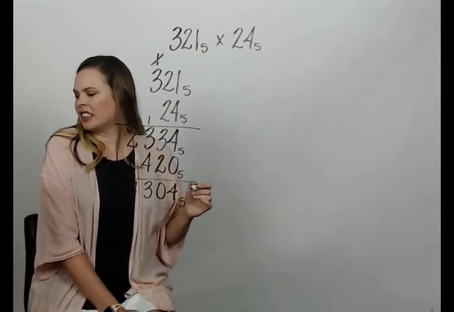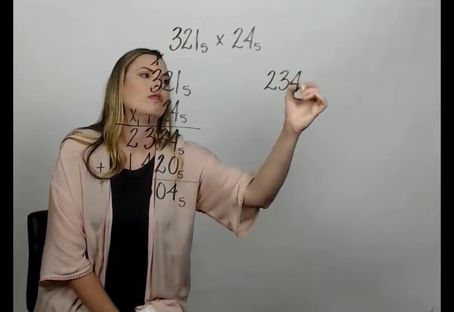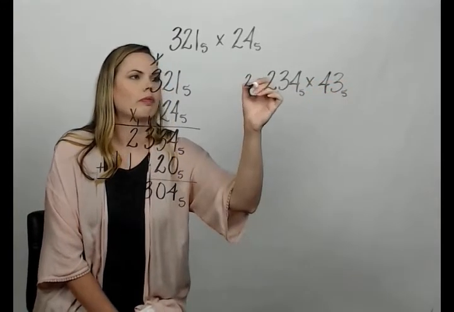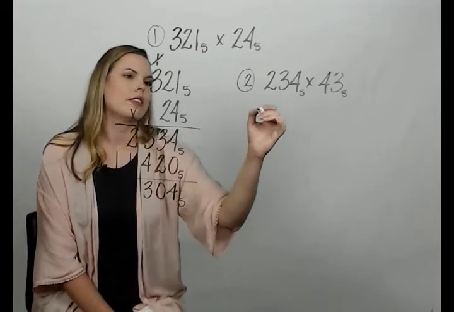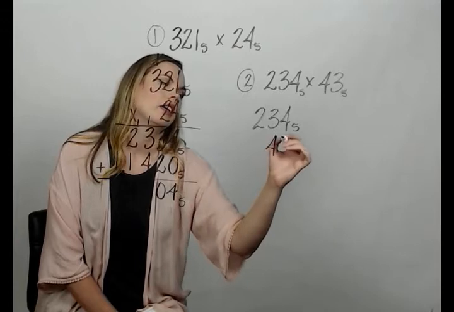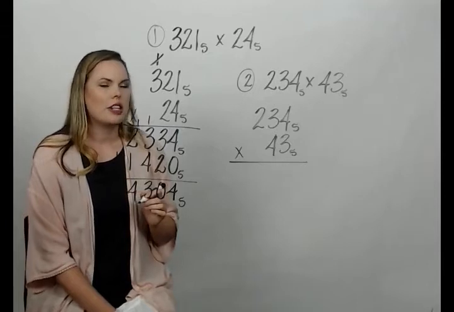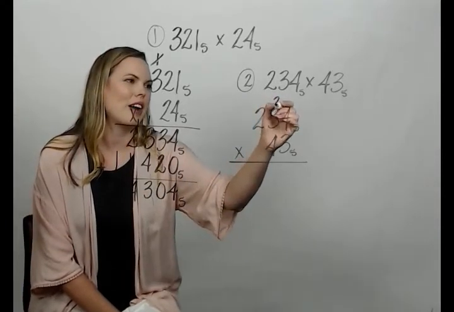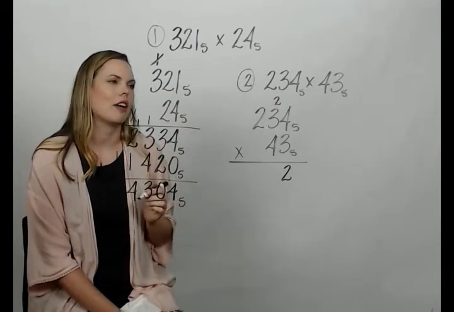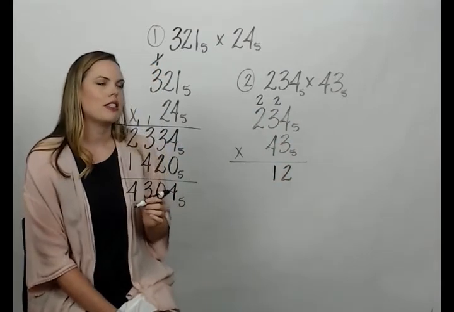And then let's do another example. 234 times 43 in base 5. Okay, set it up. Just an additional example, some larger numbers, so maybe more regrouping with our multiplication. 3 times 4 is 12, so we have 2 5s, 2 1s. 3 times 3 is 9, plus the 2 that we carried, so we have 11, which is 2 5s and 1 1. 3 times 2 is 6, plus 2 is 8.